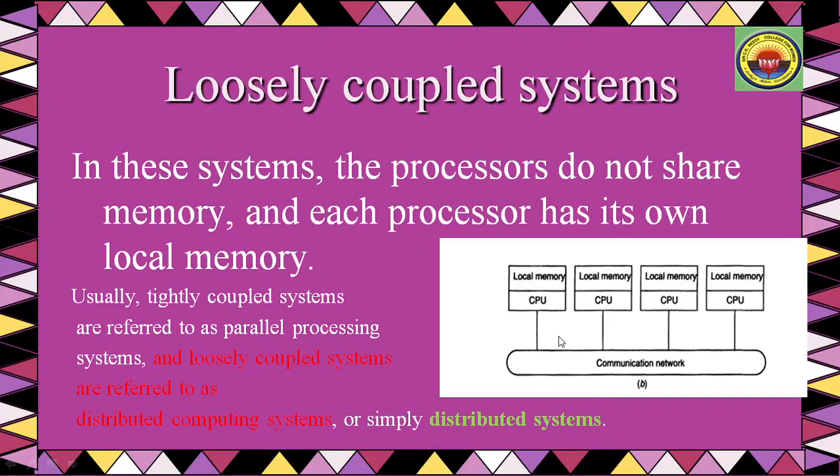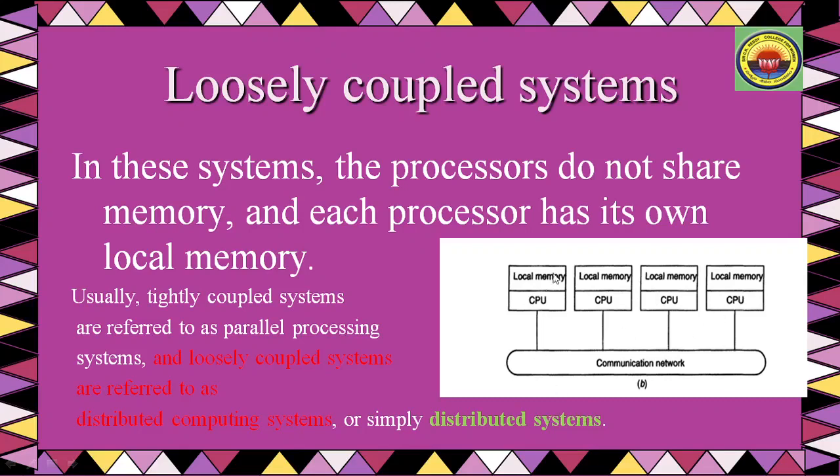So the processors do not share memory. Every processor has its own local memory. If anybody writes the value x is equal to 10, it can't be read by any other processor. So this type of architecture is followed in distributed systems.